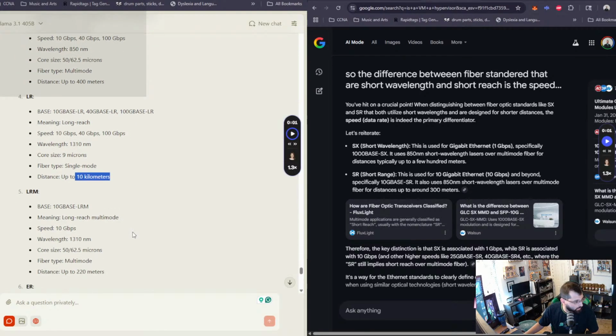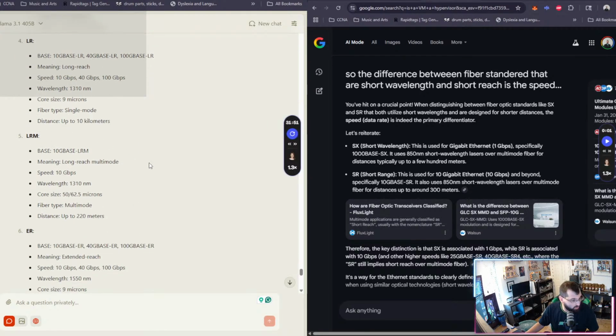Okay. Now we have LRM, which wasn't a part of our thing, so we're not going to get too hung up on it. Long reach multimode. So it goes up to 10 gigabits, even though reach should normally go higher, but since it's long range, it can go up to 200 meters. And it's multimode, which means that it's normally going to be shorter.